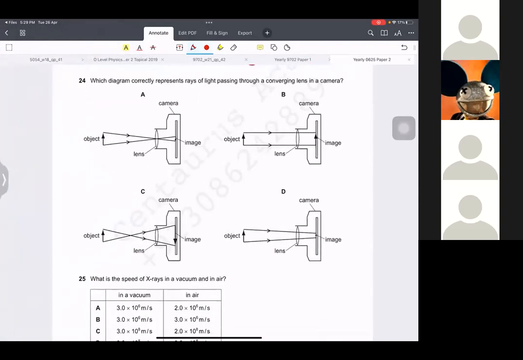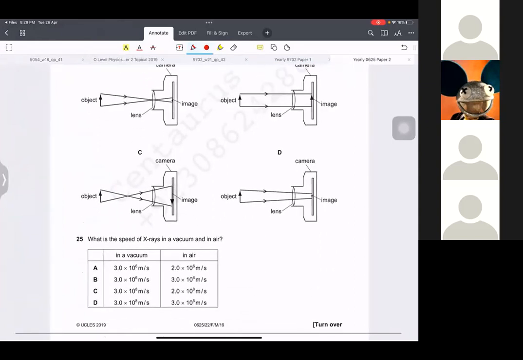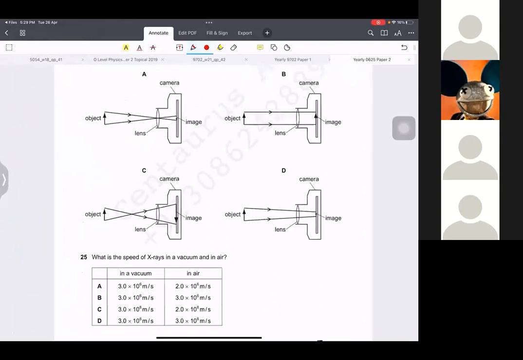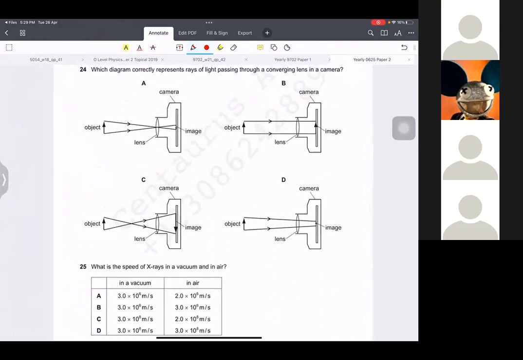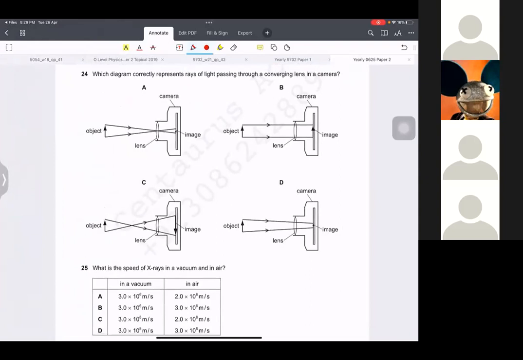Now, which diagram captures the rays passing through a converging lens into the camera? I think it's in 24, right? This is not making any sense because the image should form. A real image is always inverted. So either this or this is correct.